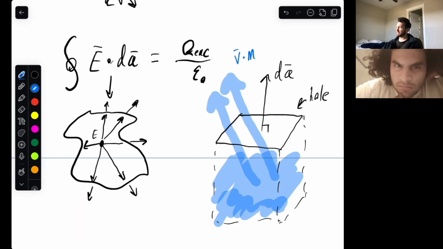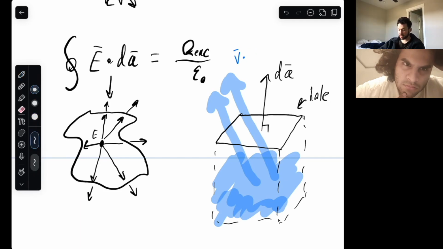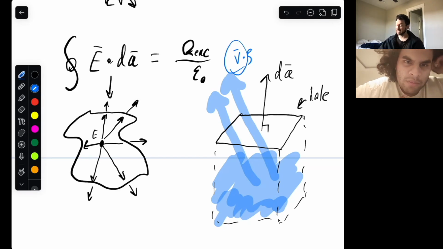Actually, it's not going to be that. The proper way to do this, just so you know, is going to be velocity times density. Velocity times the density of the water, and you'll see why those are the right units in a moment. Velocity, remember, is a vector.